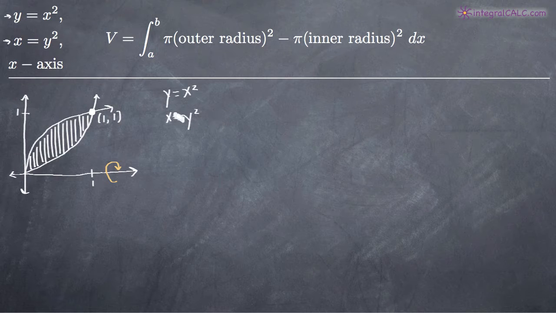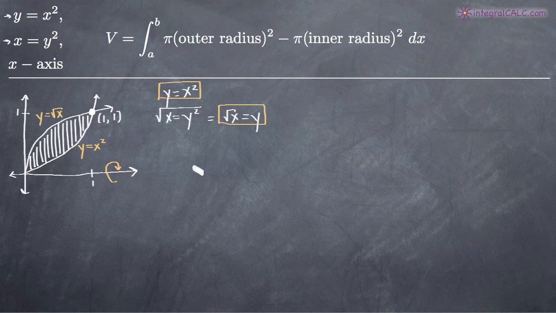The way that we'll do that is by taking the square root of both sides, which is going to give us the square root of x equals y. So now we've got our two functions in terms of y: y equals x squared, and y equals the square root of x. And the way that I've graphed them here, this curve is y equals x squared. The upper curve here is y equals square root of x. So we've got our two curves graphed, and we've been asked to, again, revolve around the x-axis.